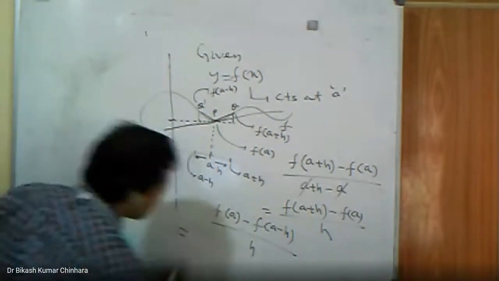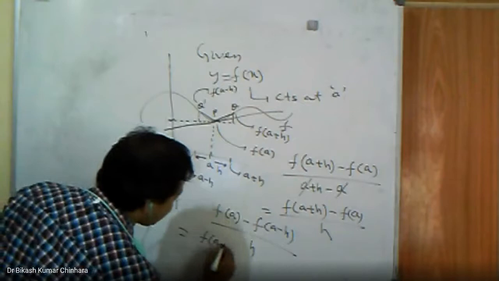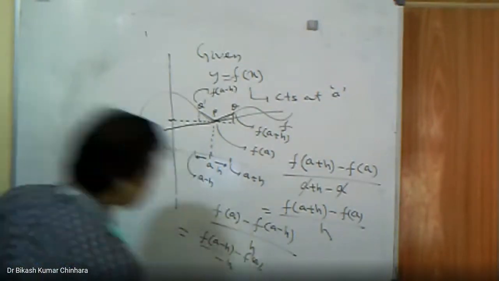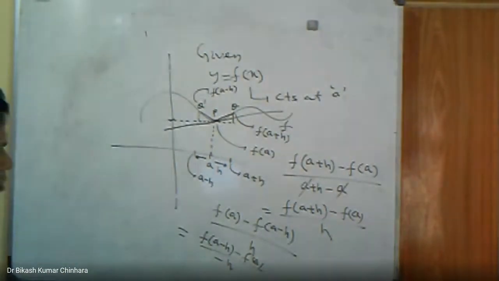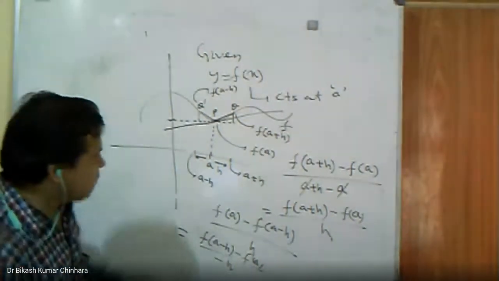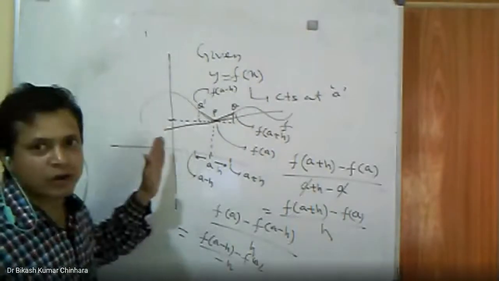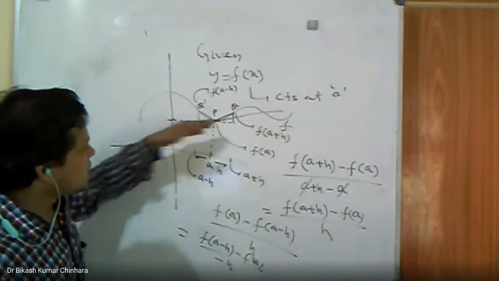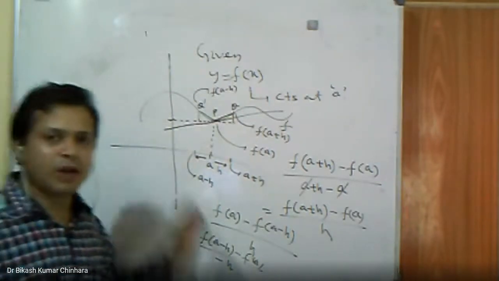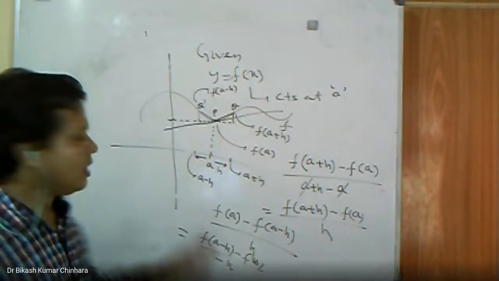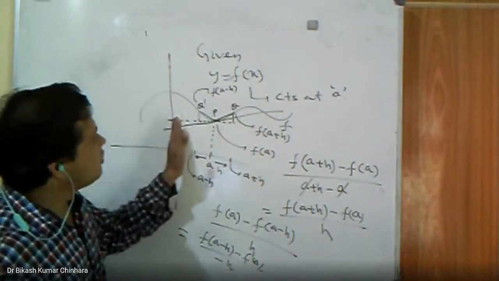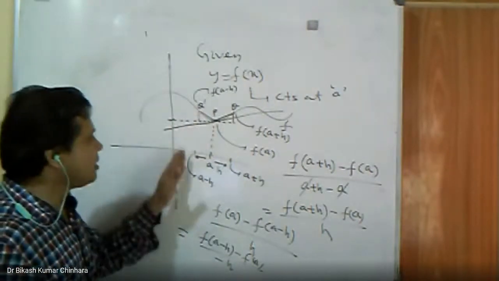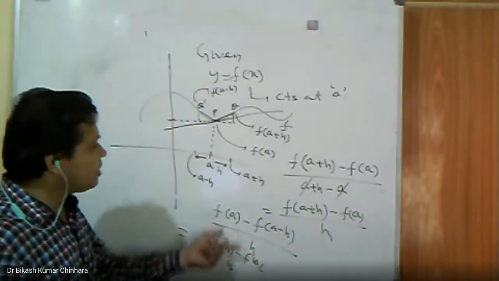So this thing can also be written as f of a minus h minus f of a divided by minus h. So just remember, I am defining the concept of tangent in two different ways. I am considering all the possibilities of the position of Q. Q is a point very near to P. Here Q may be left of P or Q may be right of P. Accordingly, I am defining two things.